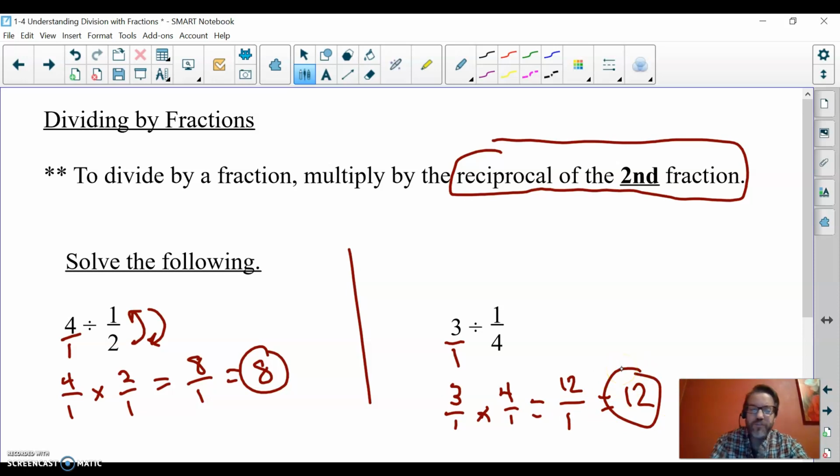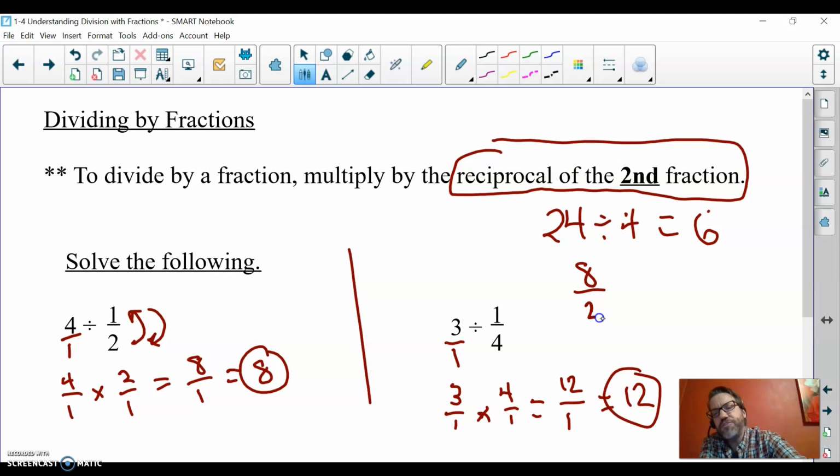All right. Now, some of you might be looking at this and saying, hey, wait a second. I took 4 and I divided, and I ended up with an answer that was larger than 4. I thought when we divide, things get smaller. And usually that's true. If you take 24, divide that by 4, it equals 6. 6 is smaller than 24. Or 8 divided by 2 equals 4. 4 is smaller than 8. Usually when we divide, things get smaller. So why, when I divide here, is my answer bigger than the number I started with?